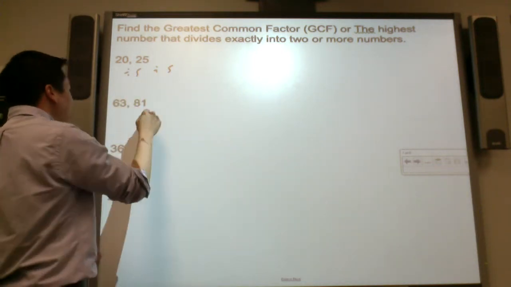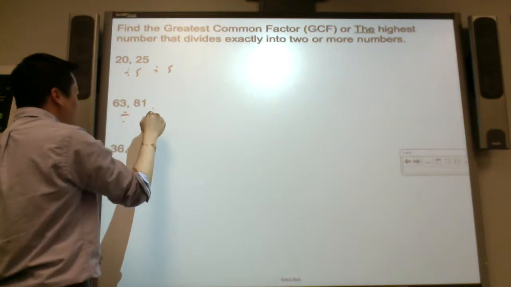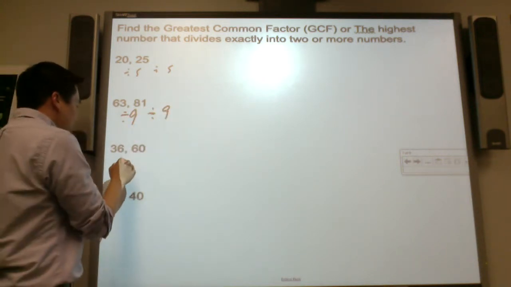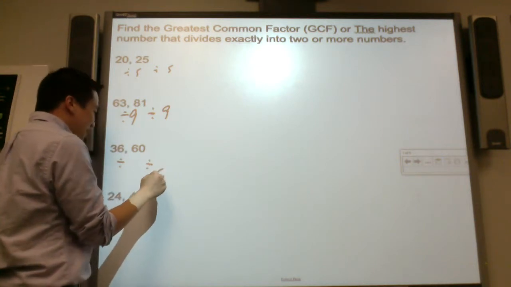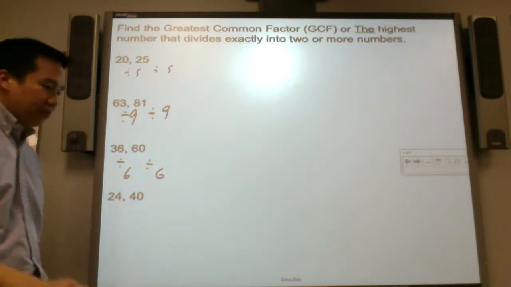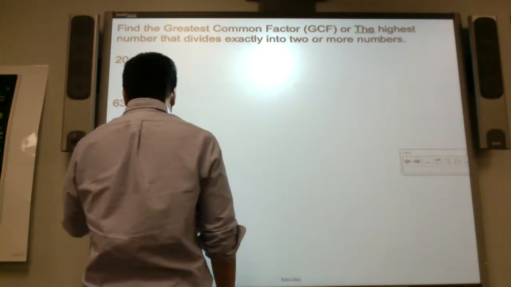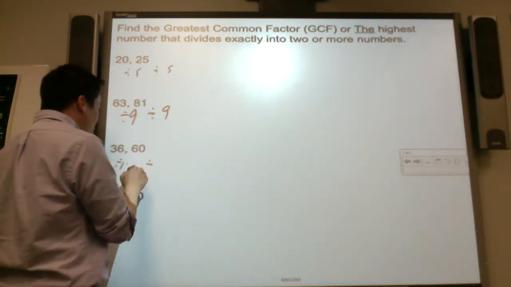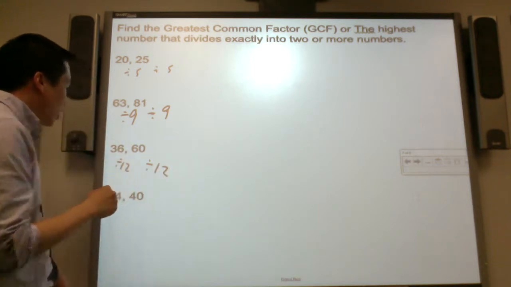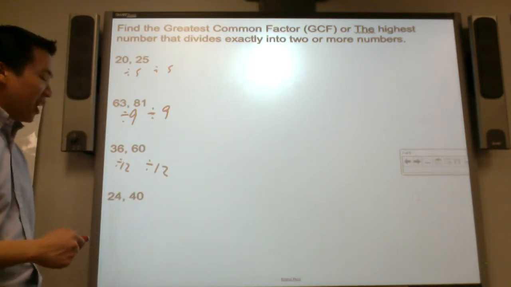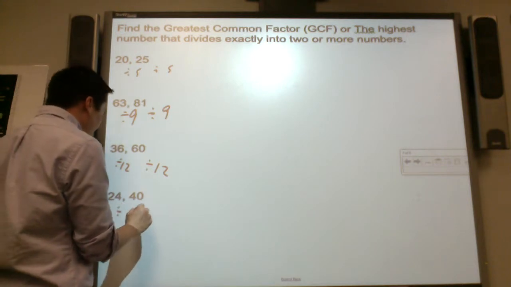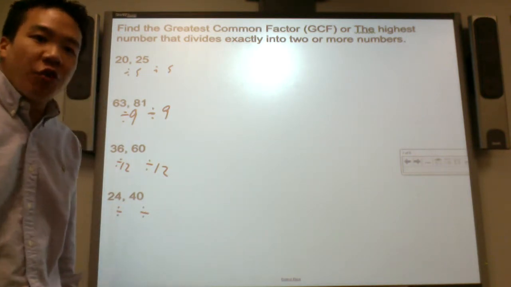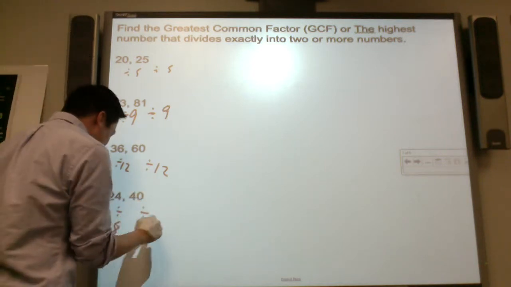What about 63 and 81? I can divide both numbers by 9. What about 36 and 60? I can divide both numbers by 6. Wait, stop. Is there a greater number? What about 12? 36 divided by 12 is 3. 60 divided by 12 is 5. And last but not least, what is the greatest factor you can divide 24 and 40 by? Some of you will say 4, but it's actually 8.